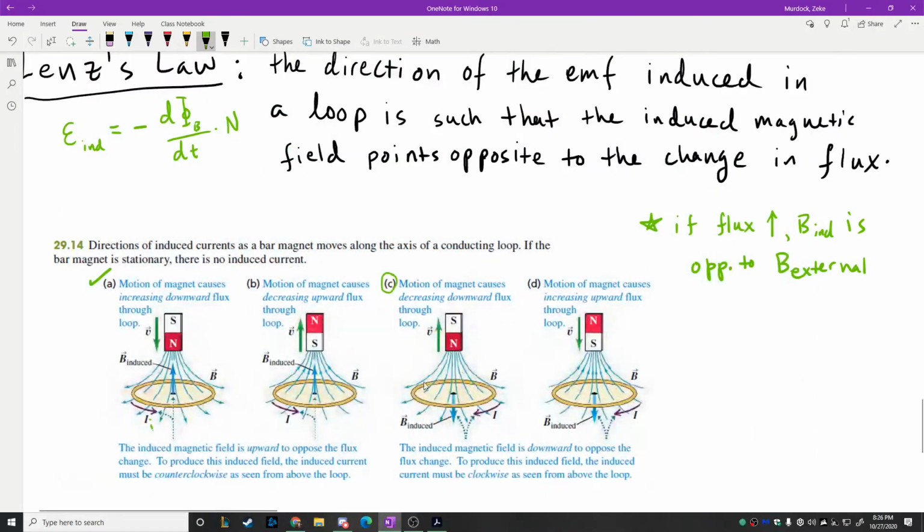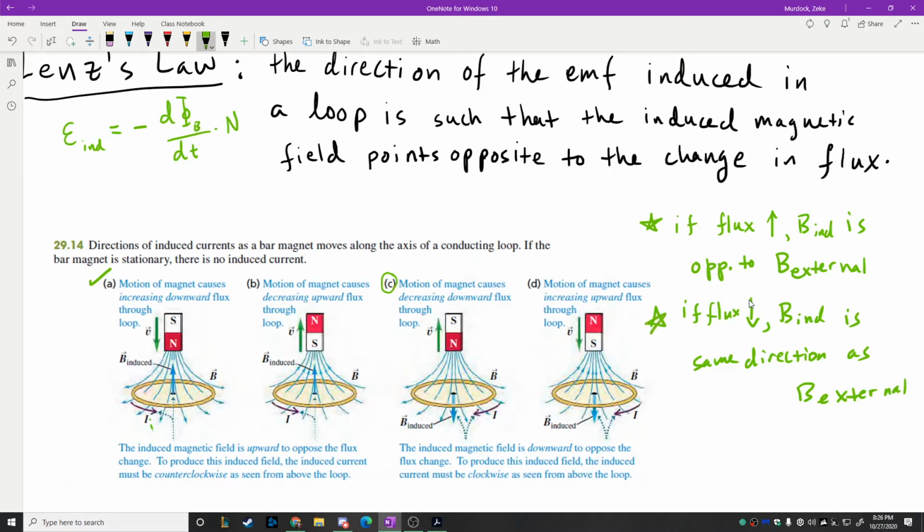In that case, if the flux decreases, if the flux goes down, then B induced is in the same direction as B external. Those are the two possibilities. When the flux goes up, the induced magnetic field is opposite. When the flux goes down, the induced magnetic field is in the same direction. And that's it. That's what Lenz's law says. Those are the two possibilities.